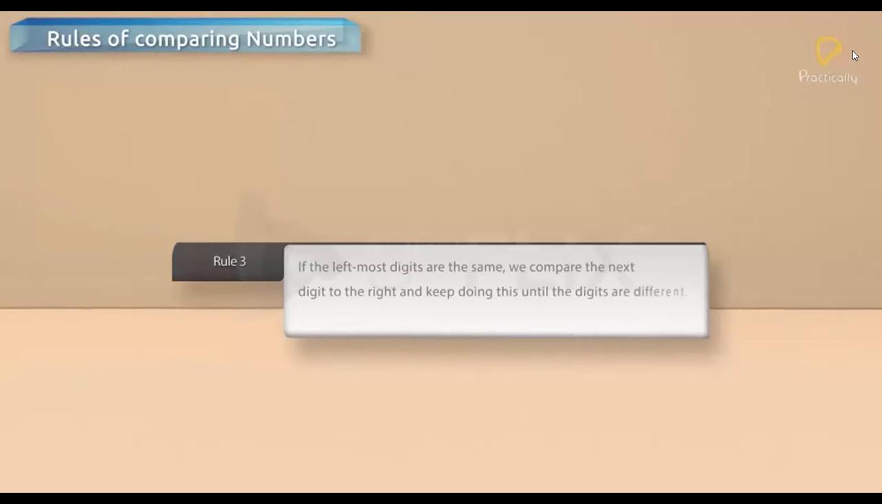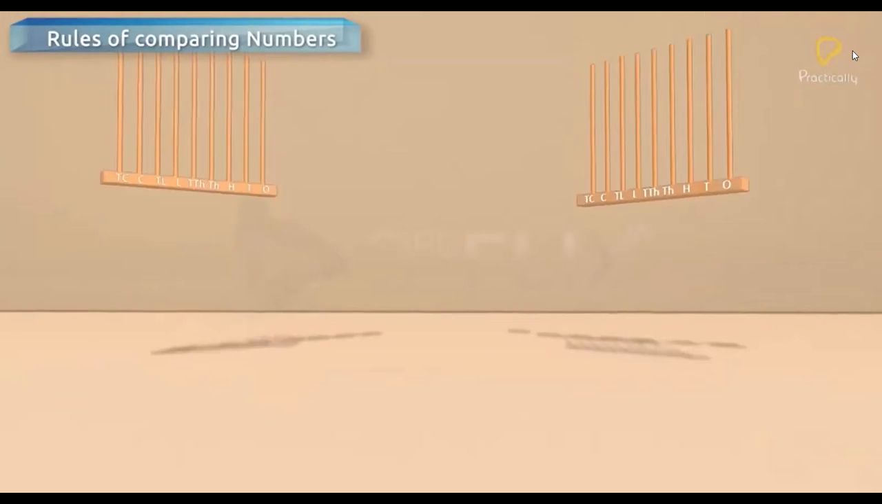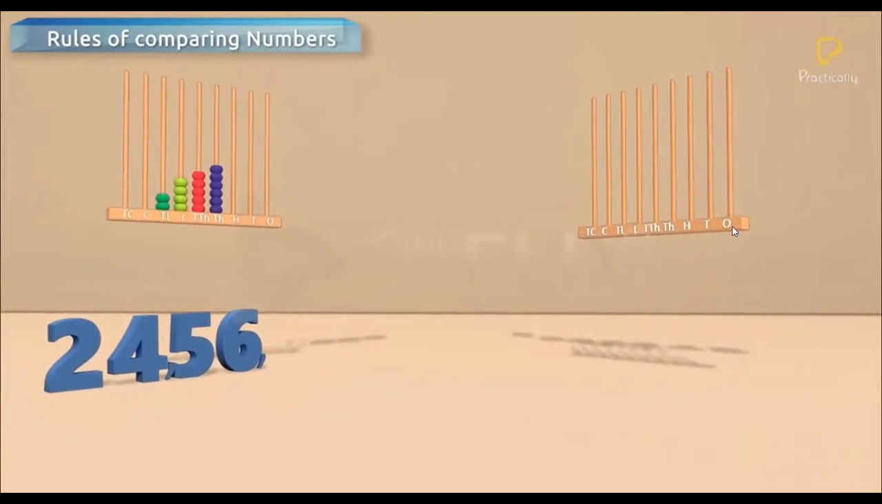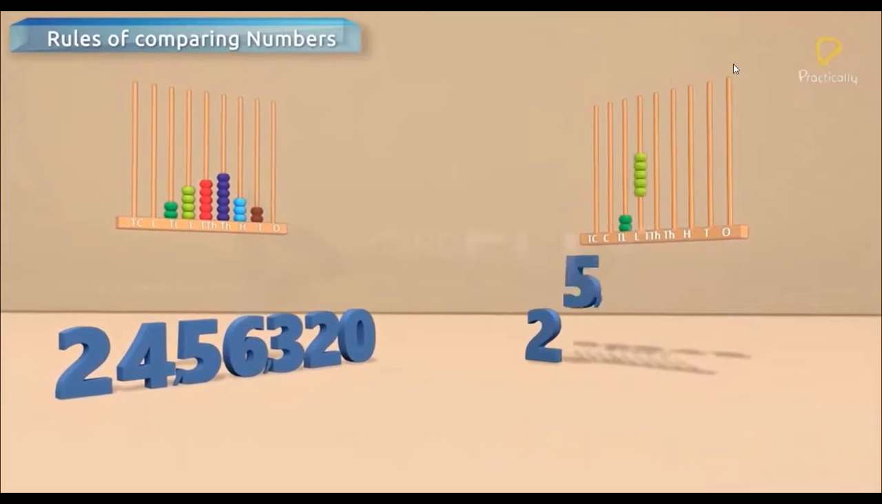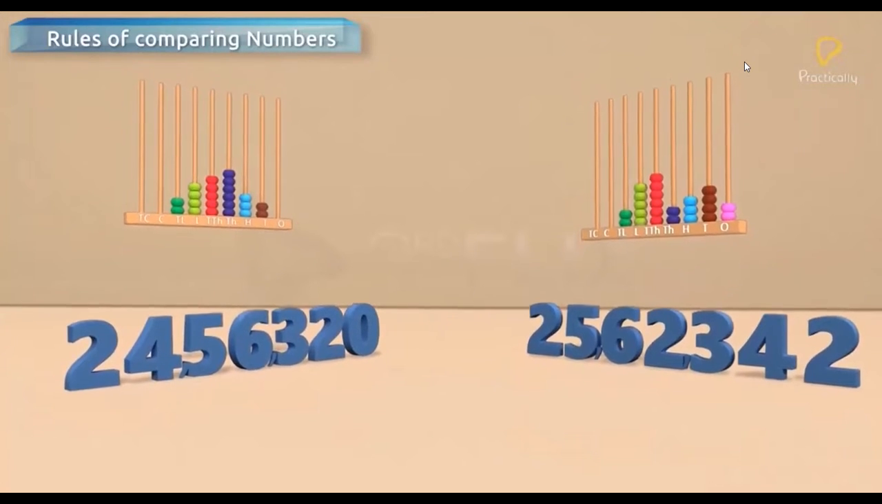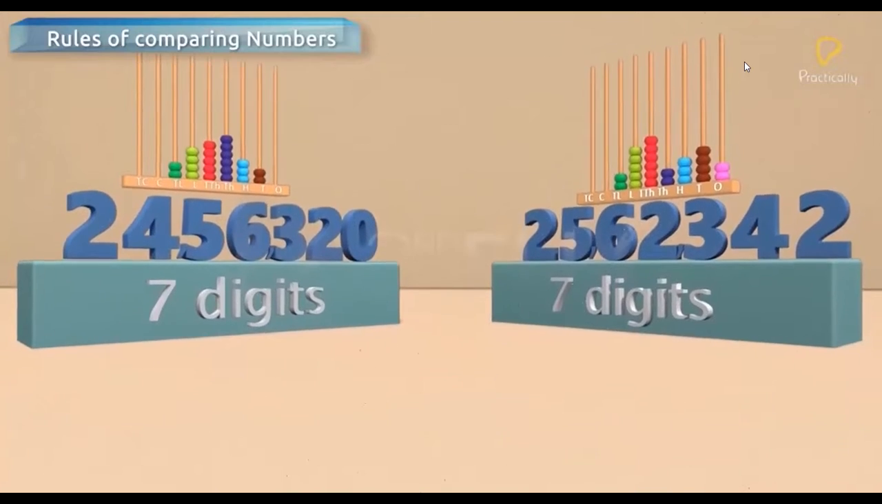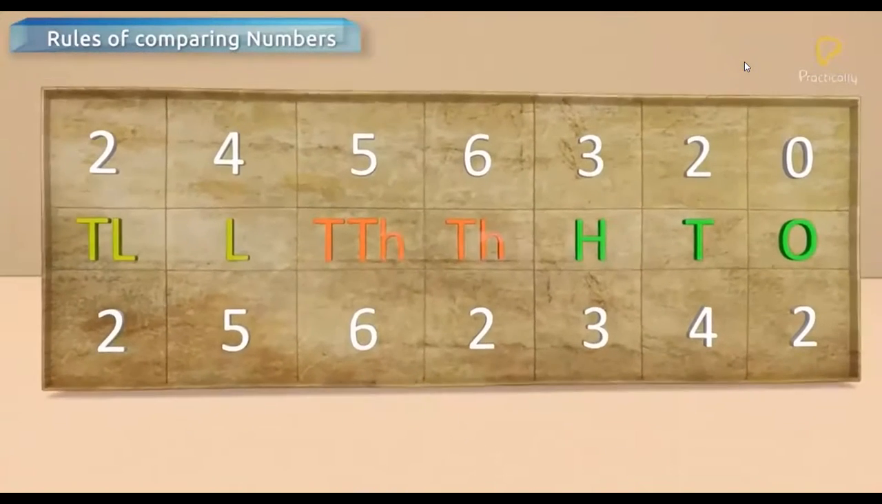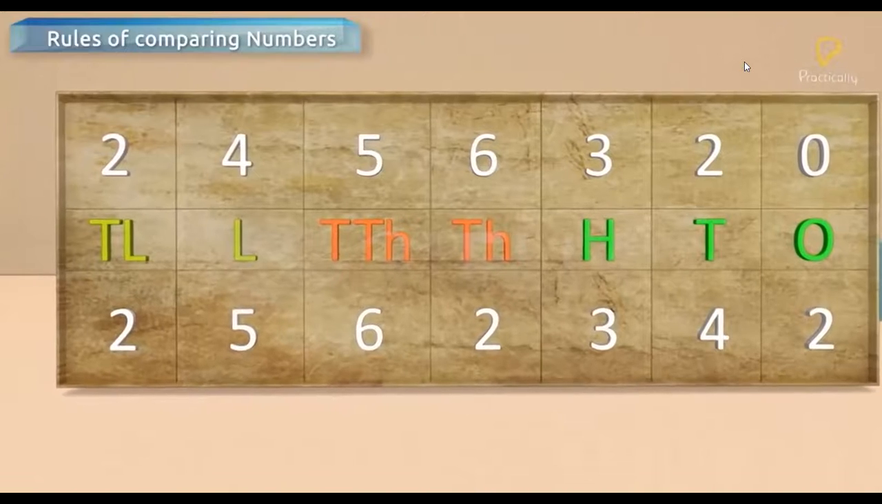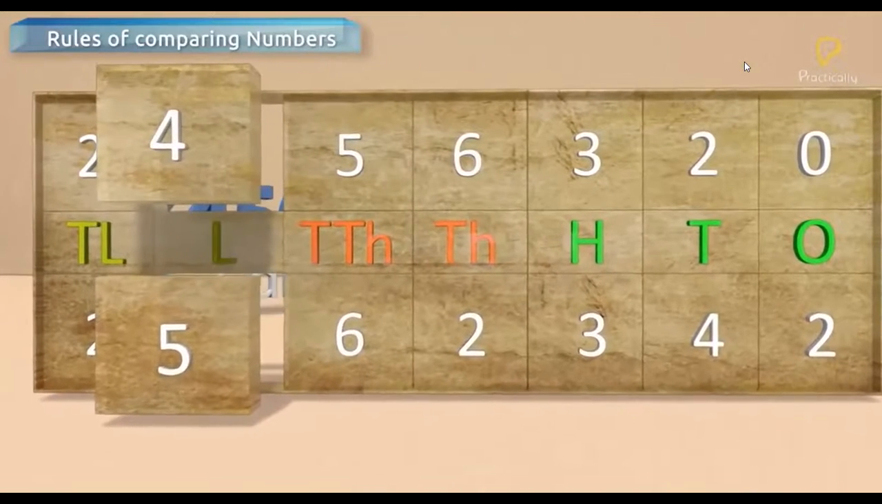The third rule is, if the leftmost digits are the same, we compare the next digit to the right and keep doing this until the digits are different. Let us see some examples. 24,56,320 and 25,62,342. Here, both numbers are 7-digit numbers. The highest place value digits are the same. So, we will move to the next digit to its right, or the next highest place value.